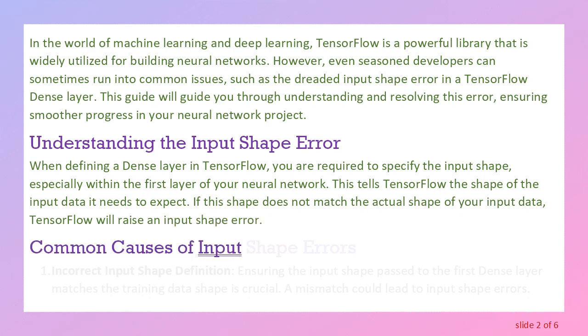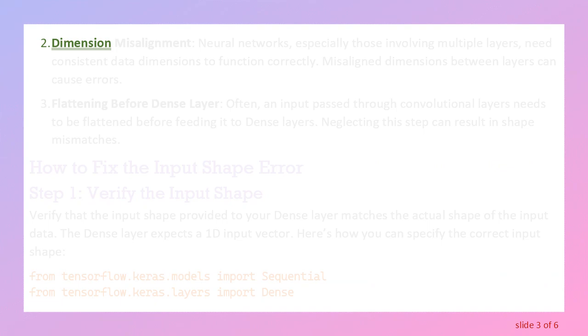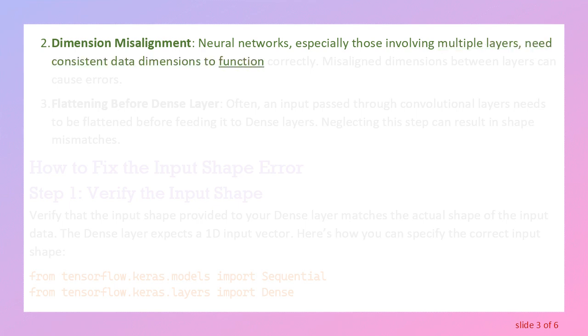Common causes of input shape errors. Incorrect input shape definition. Ensuring the input shape passed to the first dense layer matches the training data shape is crucial. A mismatch could lead to input shape errors. Dimension misalignment. Neural networks, especially those involving multiple layers, need consistent data dimensions to function correctly. Misaligned dimensions between layers can cause errors.